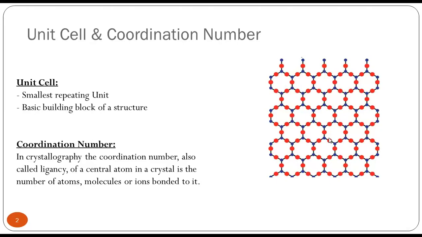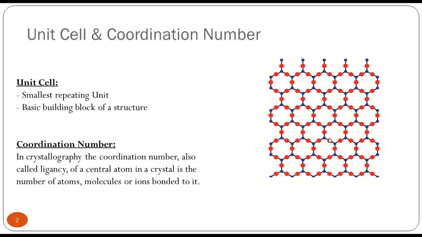Besides the unit cell, coordination number is an important term that we use in crystallography, and coordination number means the number of atoms, molecules or ions which are bonded to the central atom in any structure. So the number of atoms which are very close or making a bond with the central atom defines the coordination number.